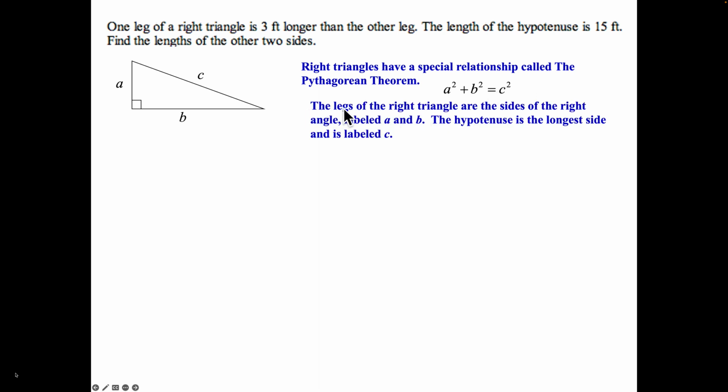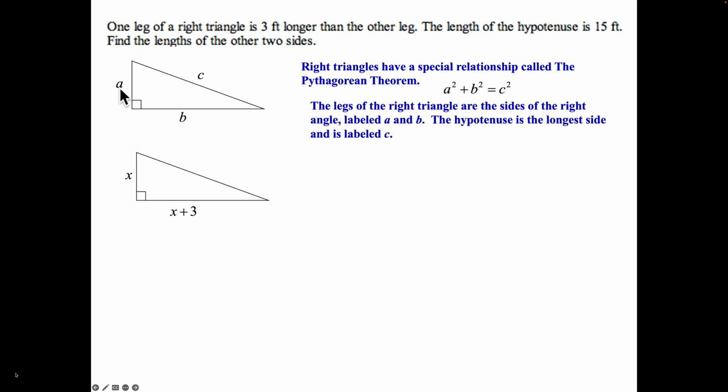All right, so to build our problem here, now that we know where our legs are and where the hypotenuse is. It says one leg of the right triangle is 3 feet longer than the other leg. So because B is the longer side here, I'm going to assume that they're talking about this leg is 3 feet longer than this leg.